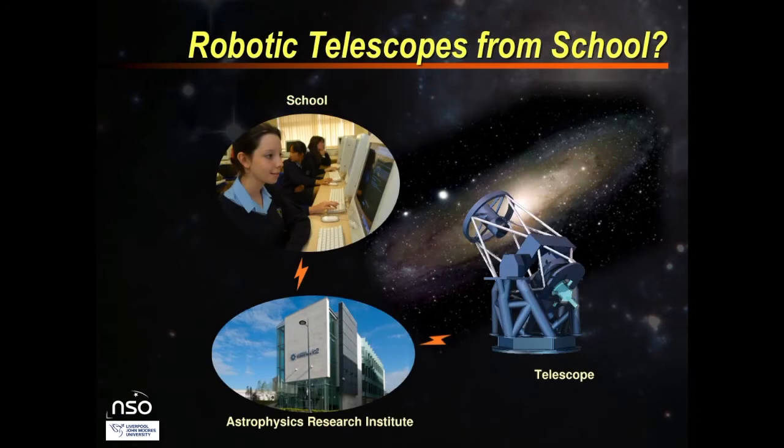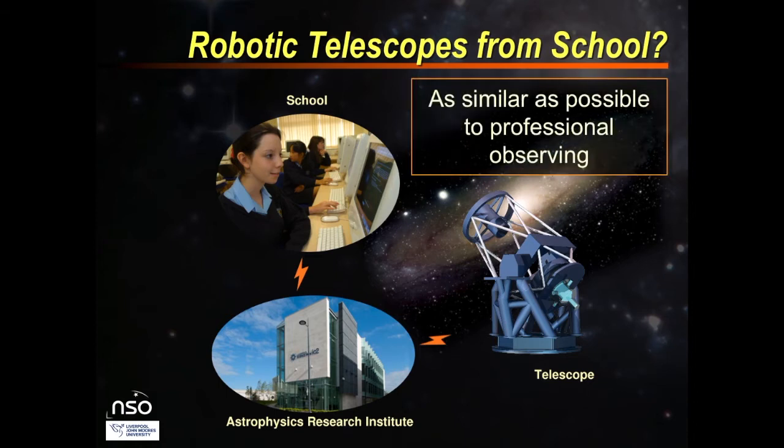The first question is how you would use a robotic telescope from a school. Well, the idea is that you use it as similarly as possible to what professionals do. The way we work is we decide what we want the telescope to do, and we send a request to the telescope through the internet. That goes into a large system which schedules the telescope, and a night or 2 nights or 3 nights later, the observation is done for us and we download it.